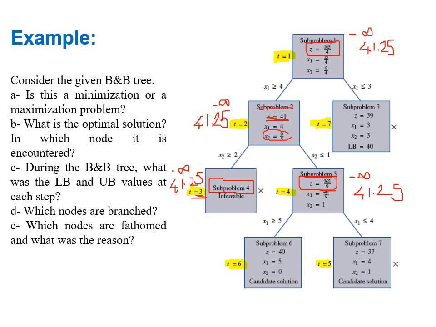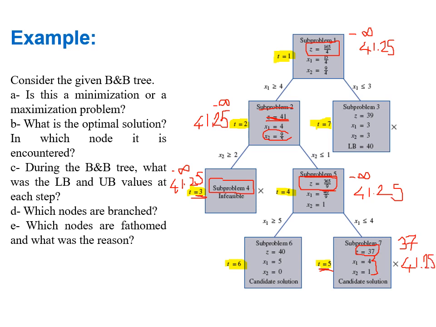Okay, then the next node that we explore is subproblem 7, and when we solve it, we come up with an integer feasible solution, a candidate solution. It means that we compare its objective function value with the previous, which is minus infinity. Since this is a maximization problem, 37 is better than minus infinity, so our lower bound becomes 37. The upper bound is the best possible that we can obtain from the unexplored nodes, which are subproblem 6, whose best possible comes from its parent, and subproblem 3, whose best also comes from its parent. Therefore, we still have 41.25 as the upper bound.